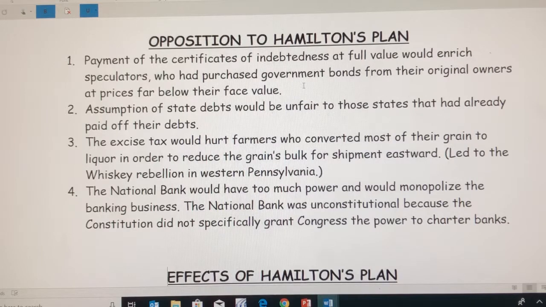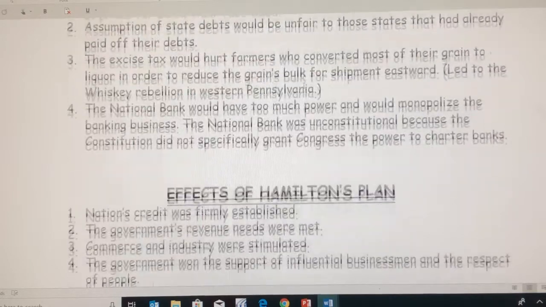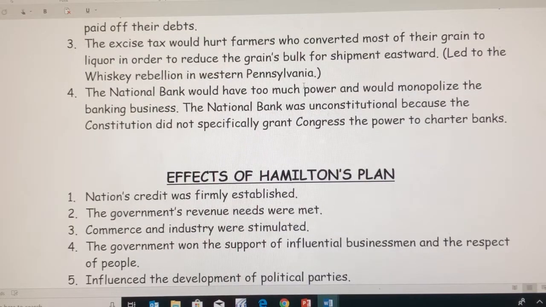The excise tax is going to upset those Western farmers who make their wheat into whiskey so it could ship easier, and eventually this will lead to the Whiskey Rebellion. The last thing, the National Bank: many of the Democratic Republicans feel it has too much power and they would rather have state banks.